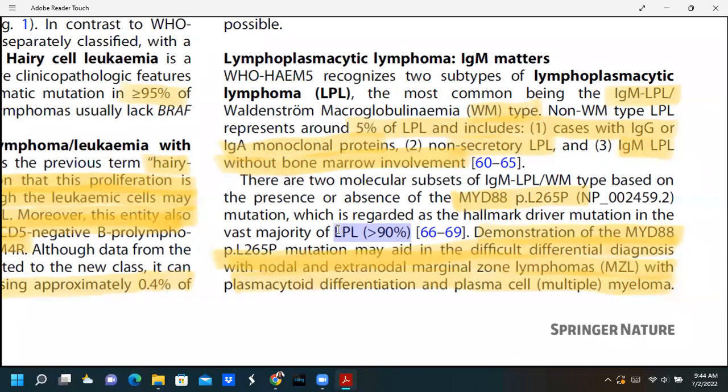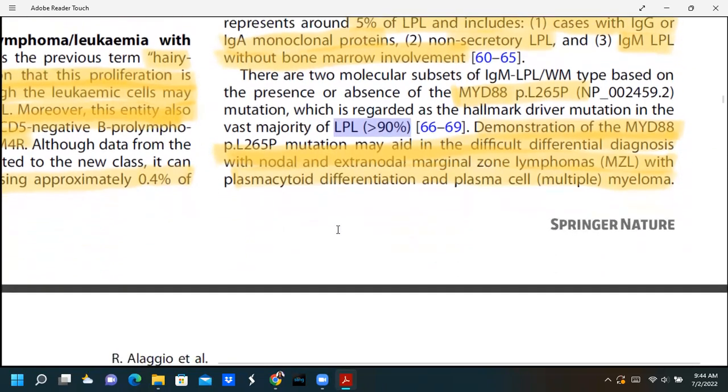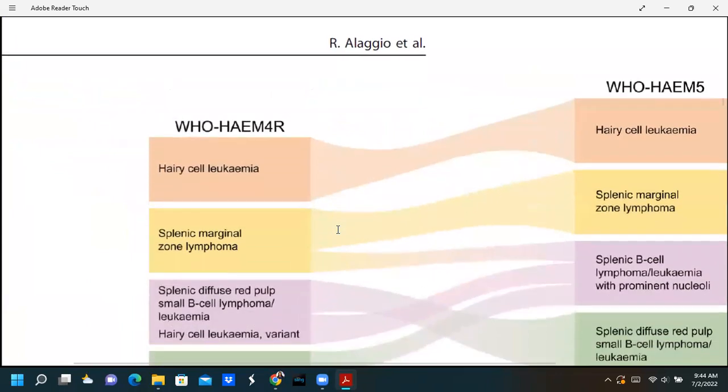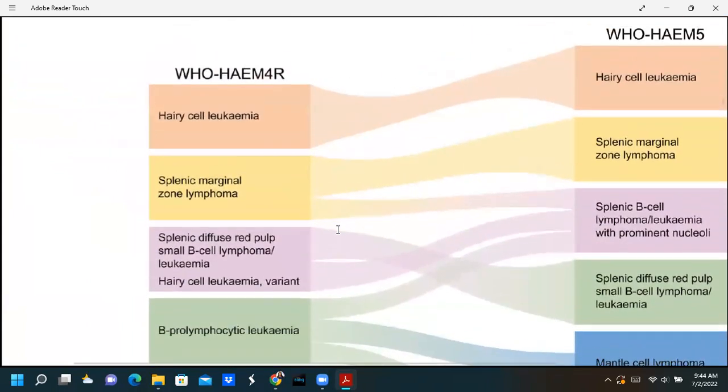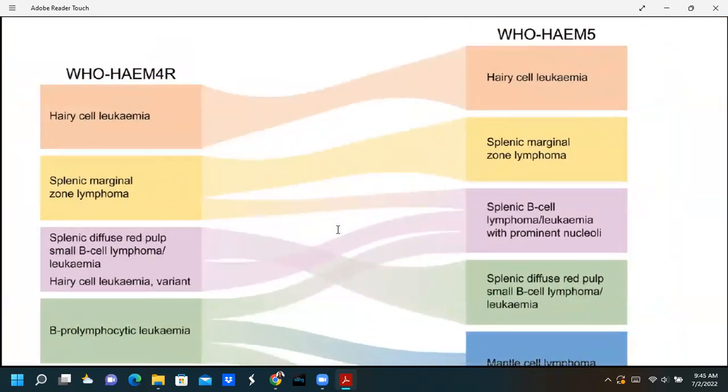Demonstration of MyD88 L265P mutations may aid in differential diagnosis of nodal and extranodal with plasmacytoid differentiation and plasma cell myeloma. So yeah, it has been historically used, MyD88 very well. It is being used now again. So this is a very nice representation that they have.